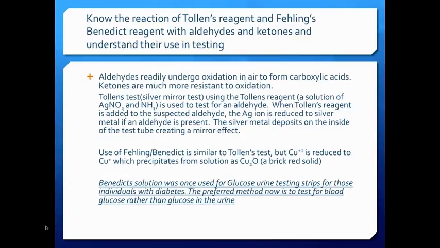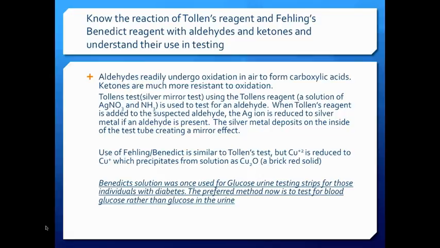The first assessment criteria is to know the reactions of Tollens' reagent and Fehling's and Benedict's reagent with aldehydes and ketones. Aldehydes readily undergo oxidation in air to form carboxylic acids. We saw this last year when we talked about alcohols. Ketones are much more resistant to oxidation.